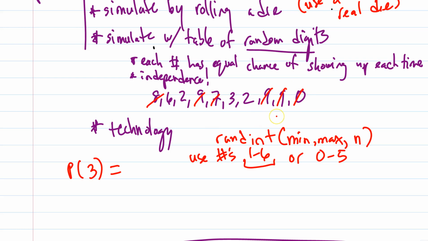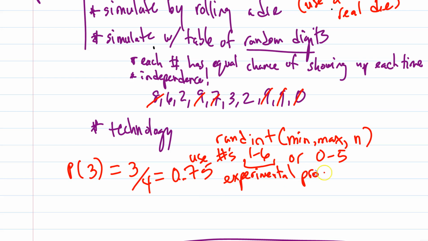So then I look at this table and I go, okay, so what's the probability of getting a 3 here? Well, we have 1 3 out of 1, 2, 3, 4. 3 out of 4, or 0.75. Now this is what we call an experimental probability. We got this from running an experiment. That is not the same as 1/6.